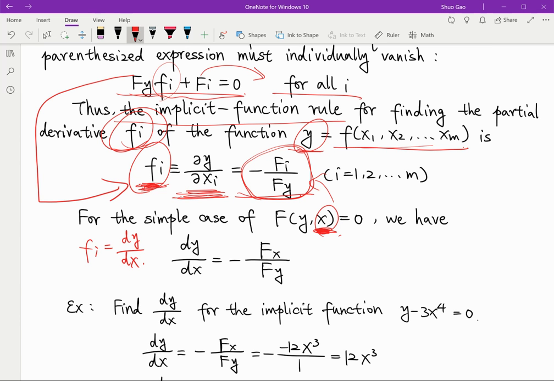So the partial derivative is degenerated to dy over dx, since we don't have any other variables. So this is just equal to minus partial big F over partial x, divided by partial big F over partial y.